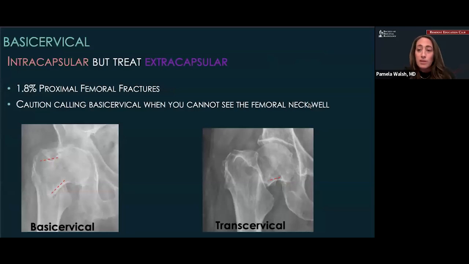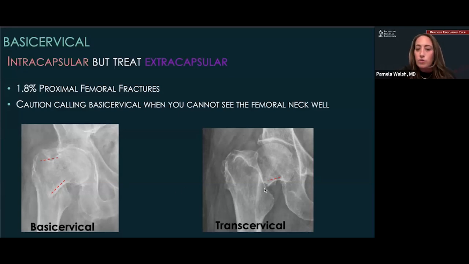So here's an example of a basicervical fracture. These are more rare. And again, these are technically intracapsular, but we're treating them as extracapsular, like intertrochanteric fractures. So when you're calling a basicervical fracture, you want to be sure that you can see a decent part of the femoral neck. I kind of like to see where it flares out a bit more, because you want to have more of that femoral neck, because the fracture is going to occur at the distal aspect of the femoral neck at its junction with the trochanters.